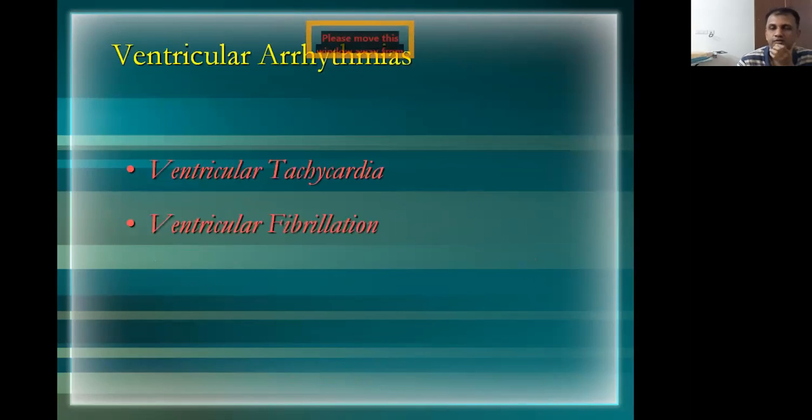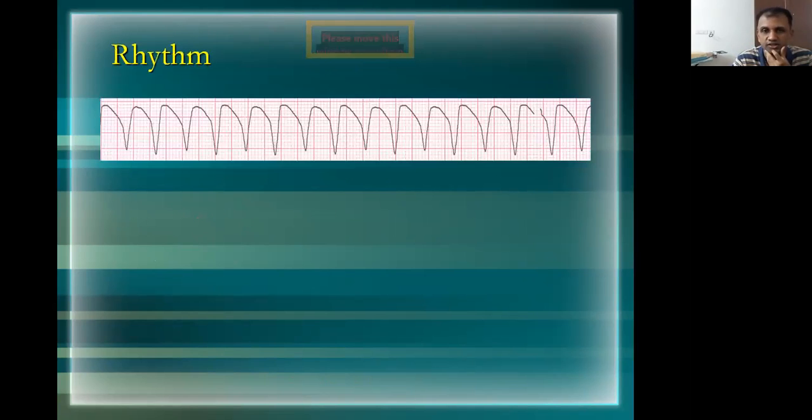Okay, so far we discussed the arrhythmias occurring from the atrium or atrial chamber, that's above the level of the ventricles. Now we are briefly going through the ventricular arrhythmias. The two important things are ventricular tachycardia and ventricular fibrillation. Let's look at the ECG and discuss in detail.